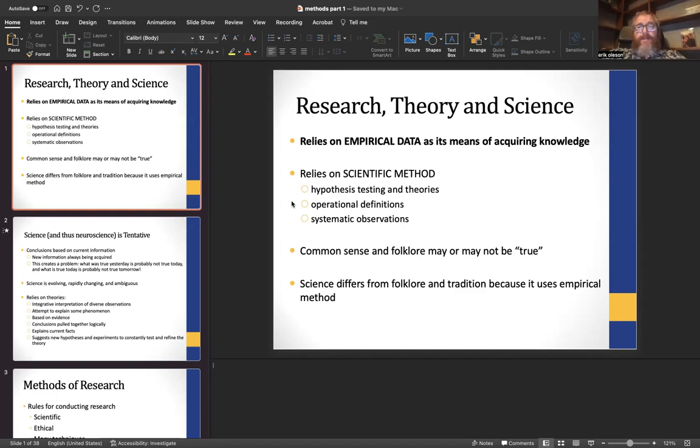This is also an opposite approach to relying on common sense or folklore, which may or may not be true. Science also differs from folklore and tradition because it uses empirical methods. You would seek to quantify something rather than hedging your bets on some superstitious approach. Or, here's a good one.